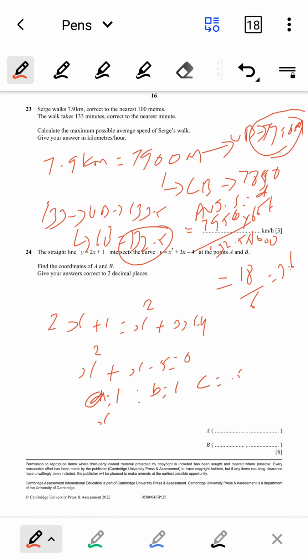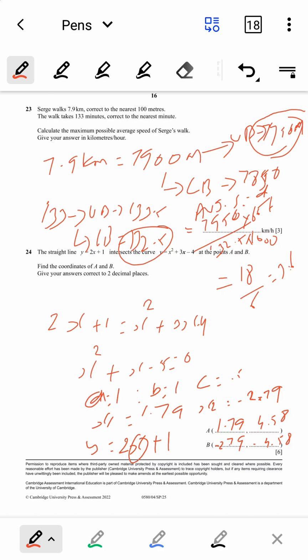If you apply it, you will get two x values. One is 1.79, and the other is minus 2.79. Substitute these values in y equals 2x plus 1. Substituting the first point, 1.79, you get 4.58. When you substitute minus 2.79, you get minus 4.58. So that's all we have.